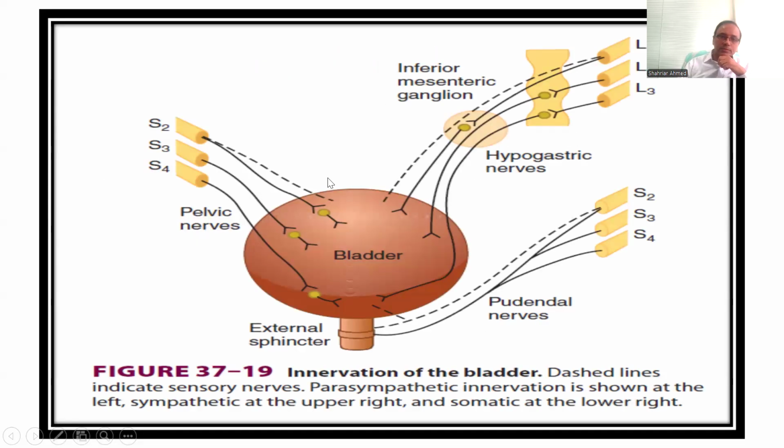This is the nerve supply: the pudendal nerve supplies the external sphincter, and the pelvic nerve supplies the bladder, both sensory and motor. The hypogastric nerve is sensory, which makes the sensation of fullness and pain.